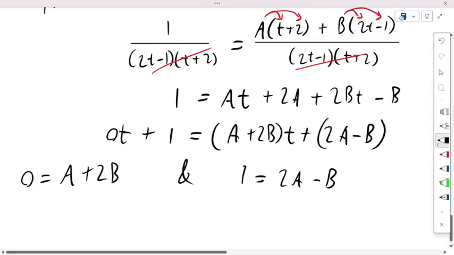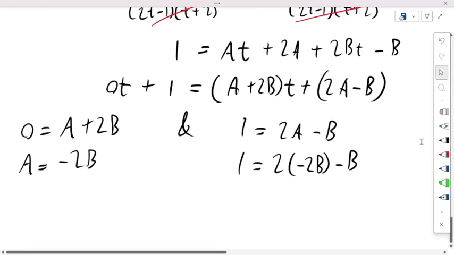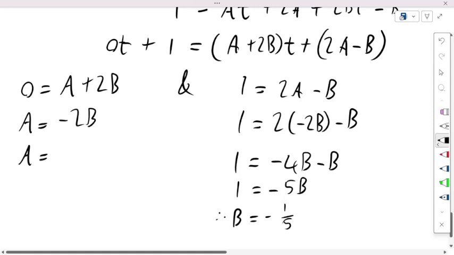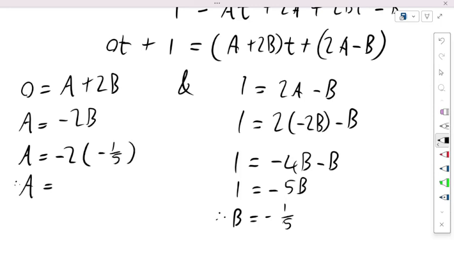So here we have a is equal to negative 2b, so let's do the substitution from there. That's going to be 1 equals 2 times negative 2b, minus b, like that, right? Then we're going to simplify. 1 is equal to 2 times negative 2, which is negative 4b, minus b, which is negative 5b, and therefore b is equal to negative 1 over 5. And now we can plug that back in. a is equal to negative 2 multiplied by negative 1 over 5, where a is therefore equal to, a negative gives a positive, 2 over 5.